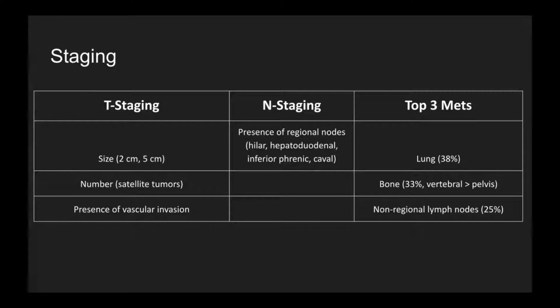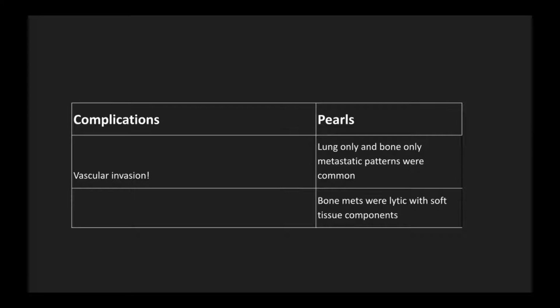For nodal staging, we're looking at regional nodes, basically everywhere close to the liver. Lung mets are the most common, followed by bone, and they're very close, as well as non-regional lymph nodes. It's nice, again, that the triple phase liver scan scans the bottom of the lungs, so it's important to look for metastases there. Again, I report complications, including vascular invasion.